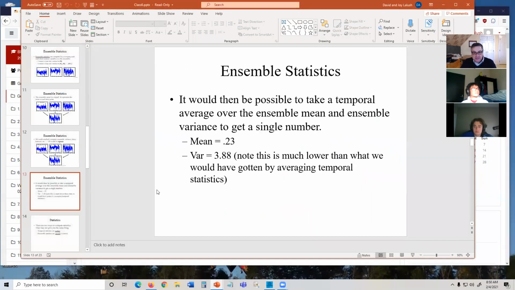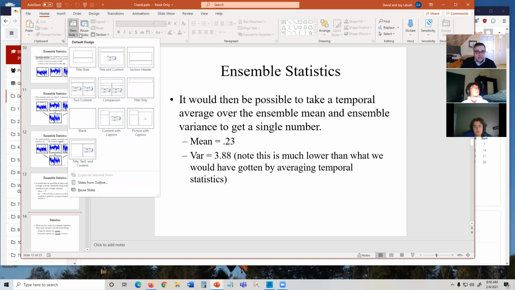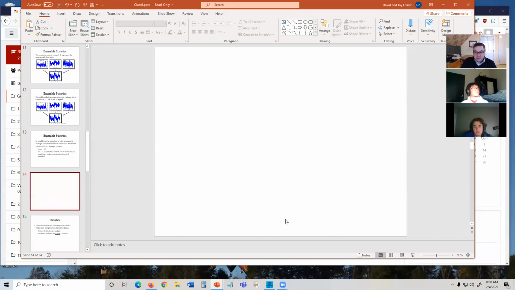Let me step out for a second and just illustrate a little bit in a slightly different way what we mean by the difference between these things. So we could have some random signal.